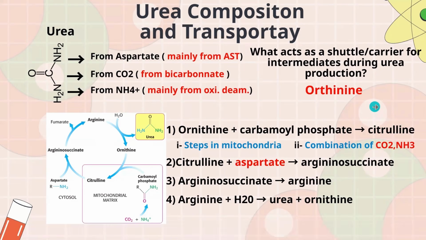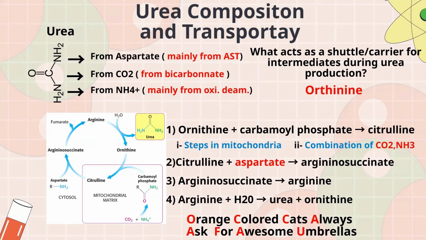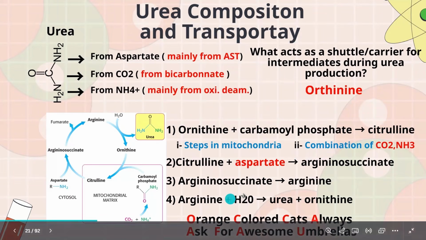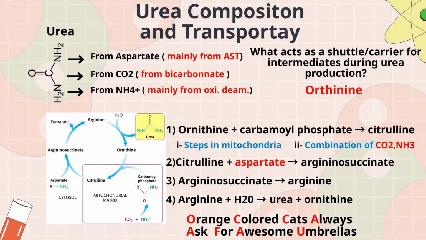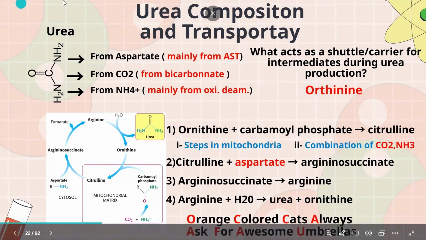If I want to have a mnemonic, I learned this from a PAL session, to be honest. It's a really good mnemonic: Orange colored cats always ask for awesome umbrellas. Orange for ornithine, carbamoyl phosphate, citrulline, aspartate, and then you have argininosuccinate. F is fumarate here. After fumarate, we have arginine, and then U is for the urea. So this is the mnemonic I'd memorize and recommend, guys.